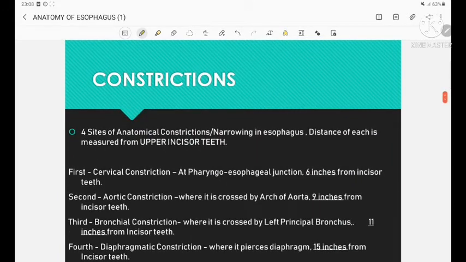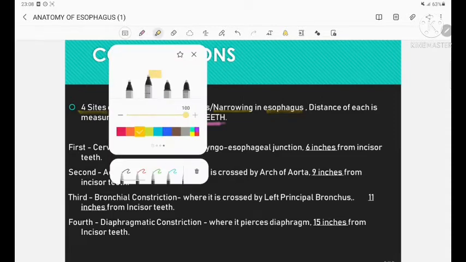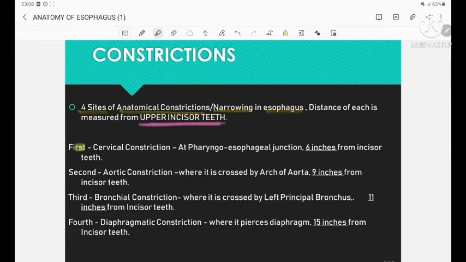Next are the constrictions in the esophagus. Four sites of anatomical constrictions or narrowing are present in the esophagus. The distance of each is measured from the upper incisor teeth. So the four constrictions are: the first constriction is called the cervical constriction, which is present at the pharyngoesophageal junction 6 inches from the incisor teeth.